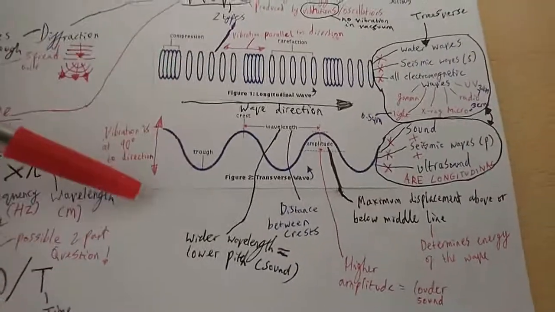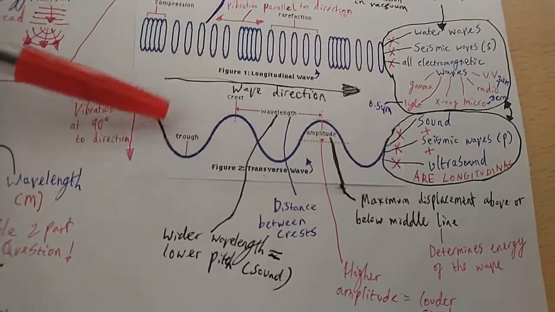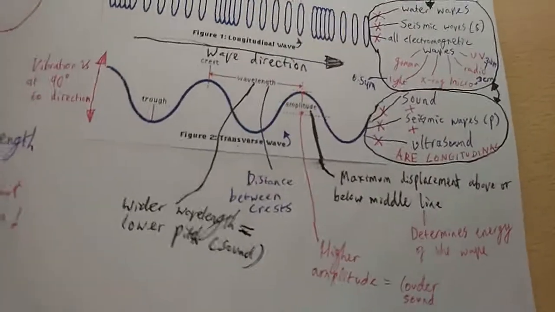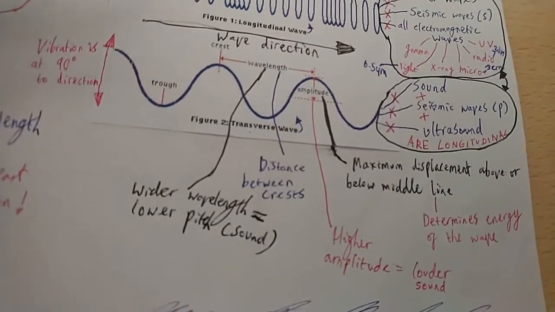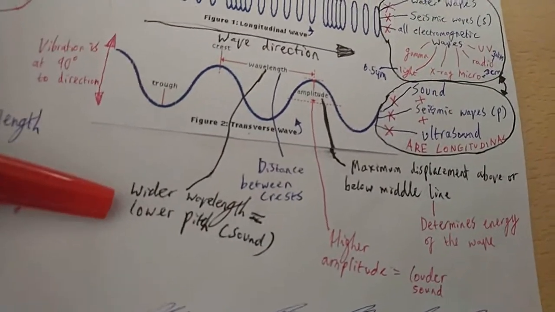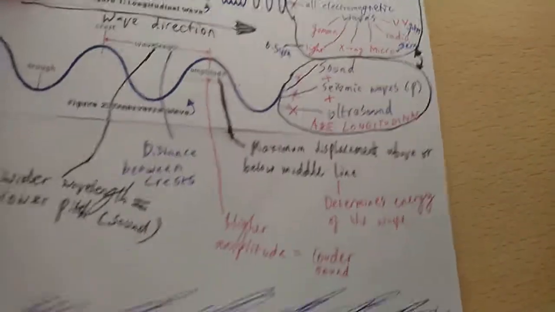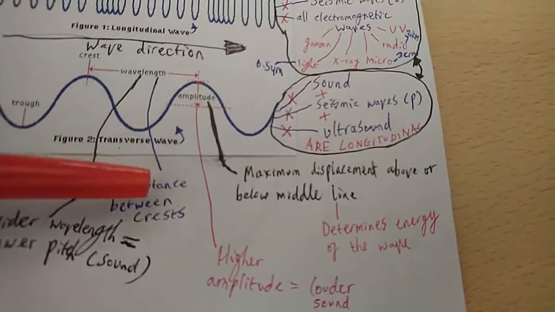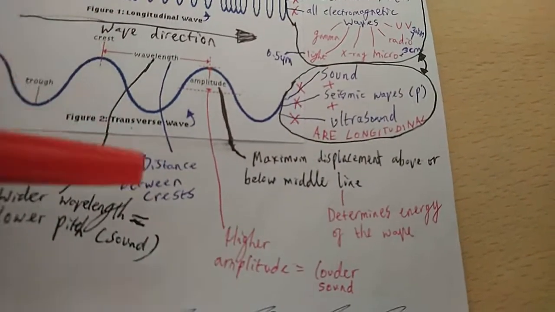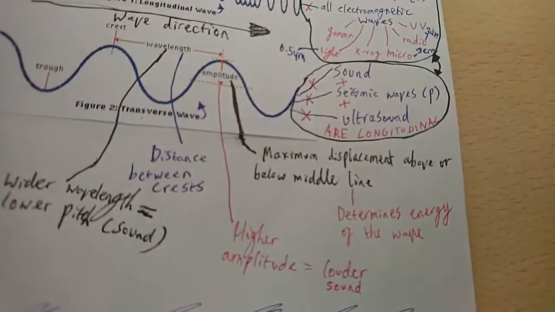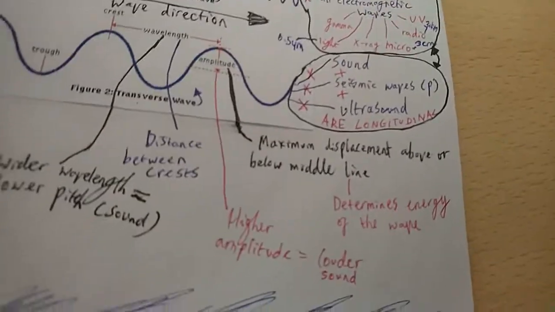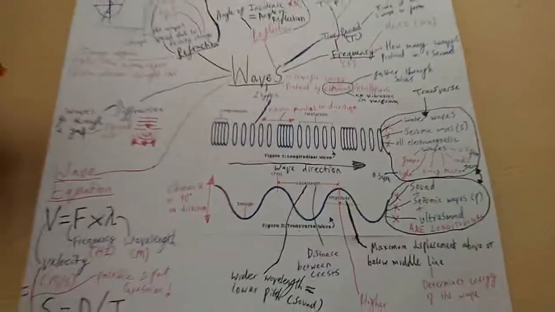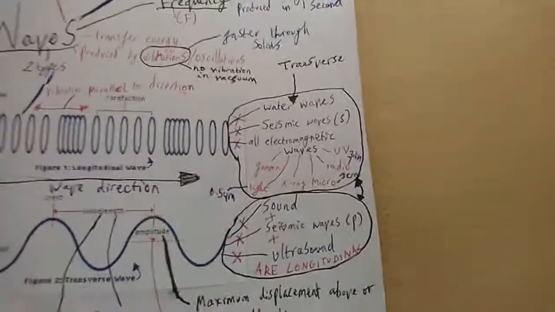There are many points on a transverse wave: a crest, a trough, a wavelength, and the amplitude. The wavelength is just the distance between crests. The wider the wavelength, the lower the pitch of the sound. And the amplitude is basically the maximum displacement above or below the line, which determines the energy of the wave, which means the higher the amplitude, the louder the sound. Yes. So some examples of these types of waves.